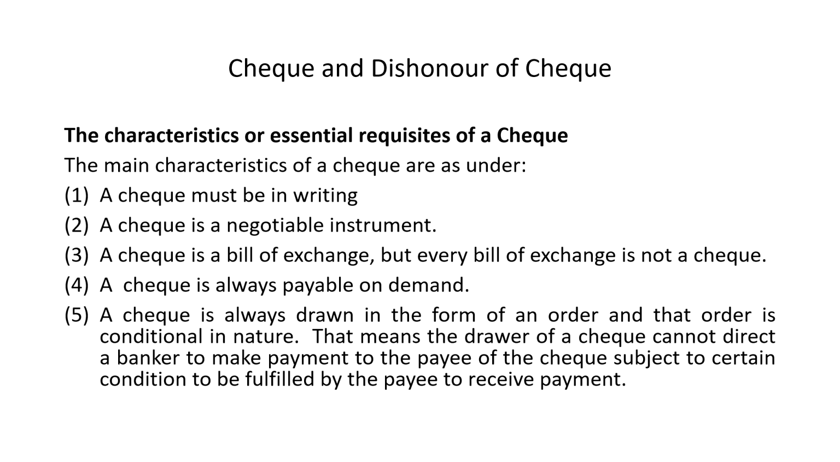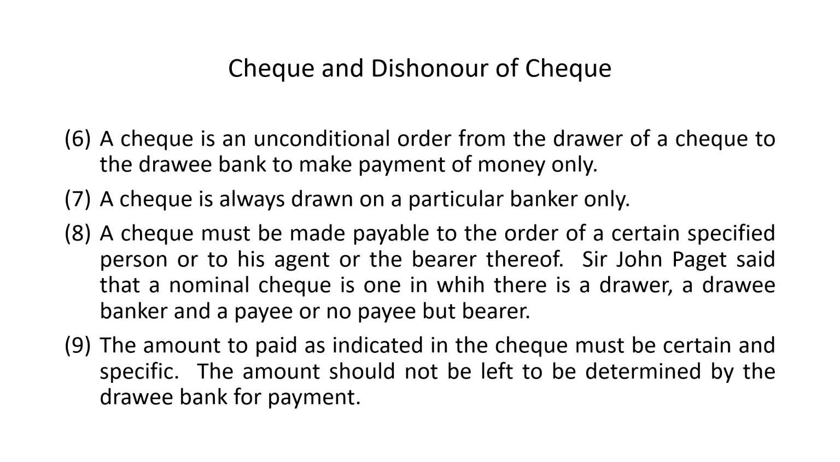That means the drawer of a check cannot direct a banker to make payment to the payee subject to certain conditions to be fulfilled by the payee to receive the payment. A check is an unconditional order from the drawer to the drawee bank to make payment of money only. A check is always drawn on a particular bank only. A check must be made payable to the order of a certain specified person or to his agent or to the bearer thereof. Sergeant Paget said that a nominal check is one in which there is a drawer, a drawee banker and a payee, or no payee but the bearer.